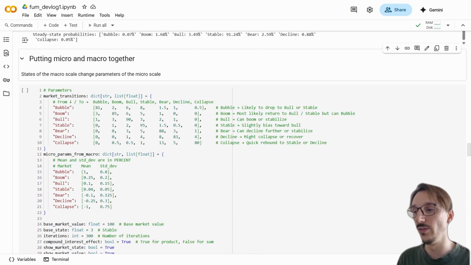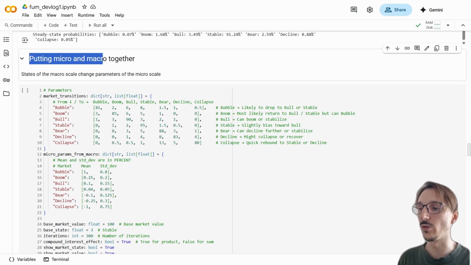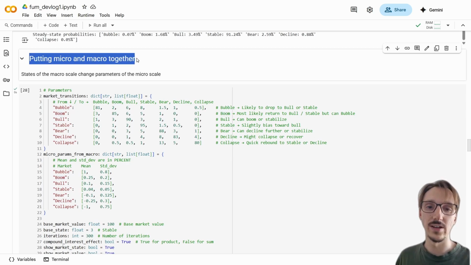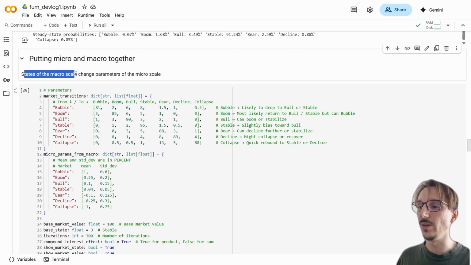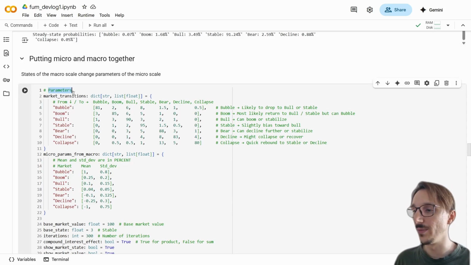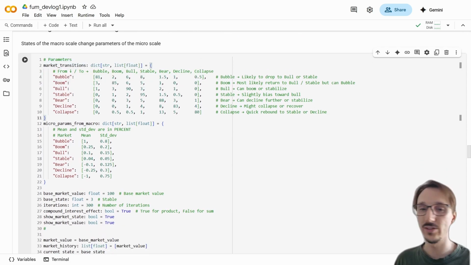Okay, let's move on to the last part, which is to put the micro and macro parts together. As stated earlier, the state of the macro scale will change the parameters of the micro scale. So for the parameters part of this script, we got a mix between the micro and macro scale. The only new parameter is this one, which gives you for each state the mean and standard deviation of the RNG function. For example, in the stable state, it will slightly go up, while in the bubble state, it has a much steeper curve.